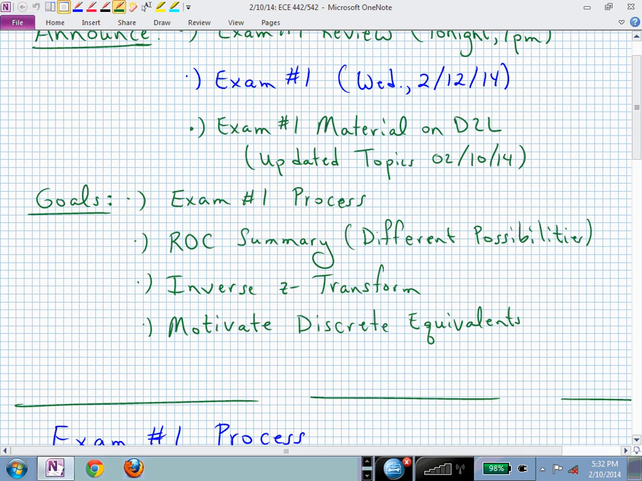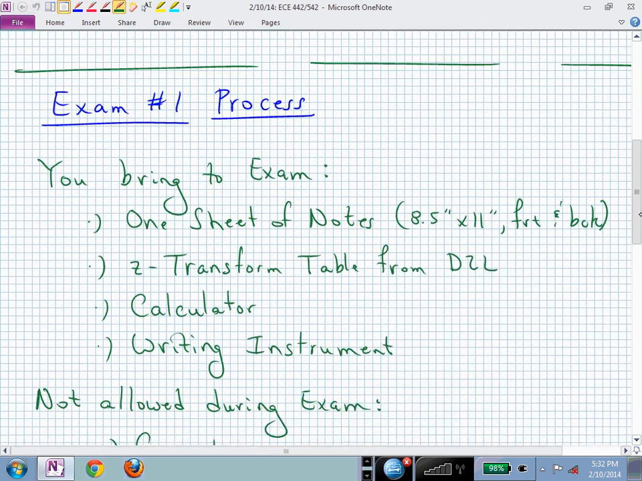Then we will move into some new material, which is discrete equivalence. How do we convert continuous time transfer functions into discrete time transfer functions? And there's really 2 main reasons for doing that. And we'll get into that maybe in today's lecture.